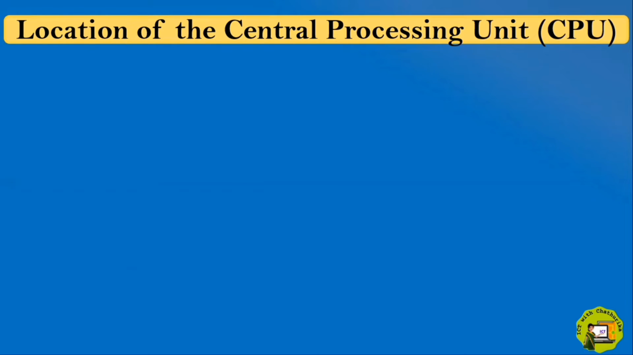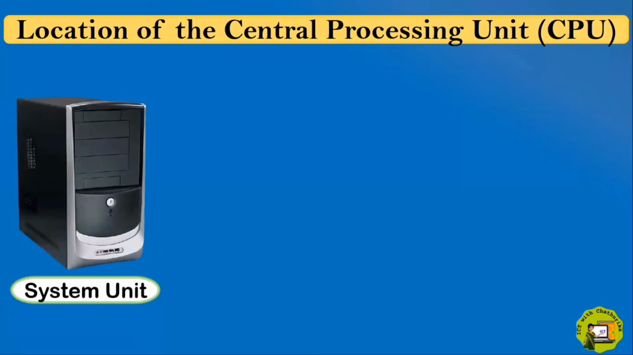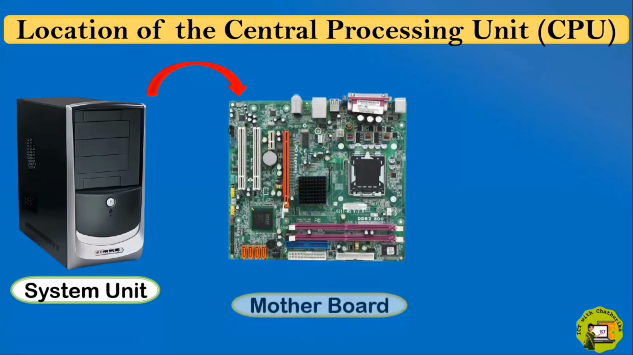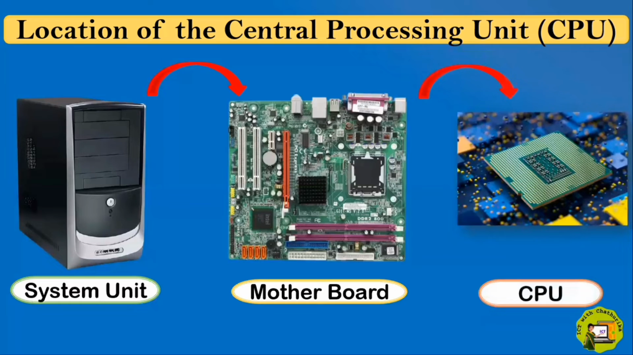Location of the Central Processing Unit, CPU. Where can we see CPU in a computer system? The CPU is located inside the system unit. So we cannot see it from outside. There is a motherboard. The CPU is placed on the top of the motherboard in the system unit.